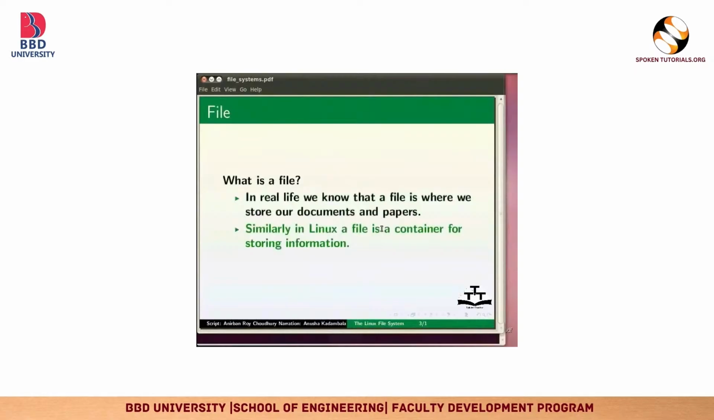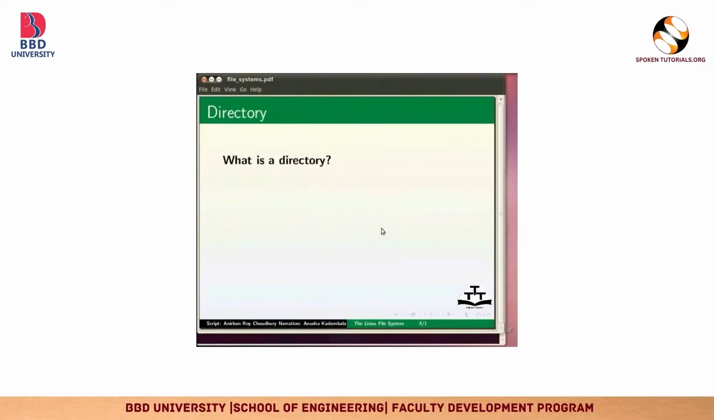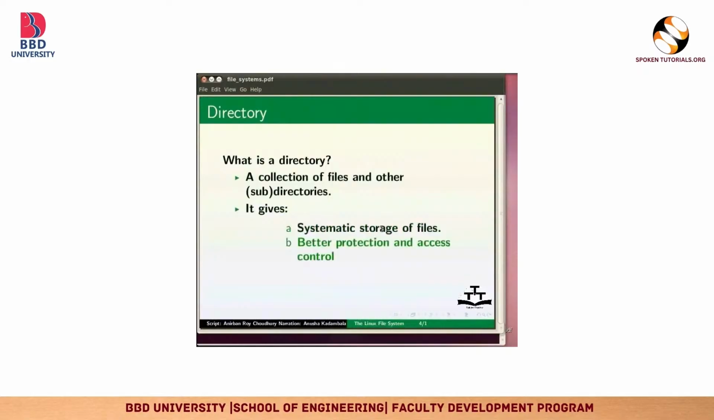Similarly, in Linux, a file is a container for storing information. Next, what is a directory? A directory can be understood as a collection of files and other subdirectories. A directory helps us in organizing our files in a systematic manner. This is like what we call folders in Windows. It allows different users to have their own directories with their files which others cannot access or modify.